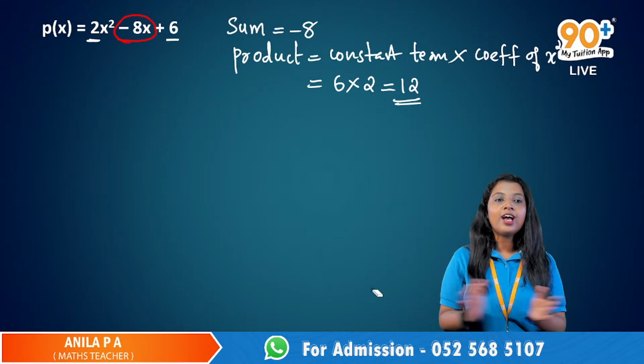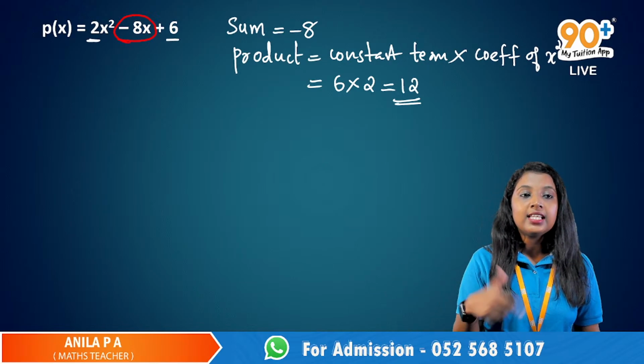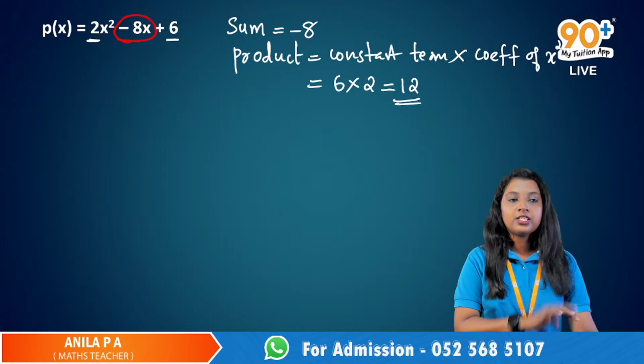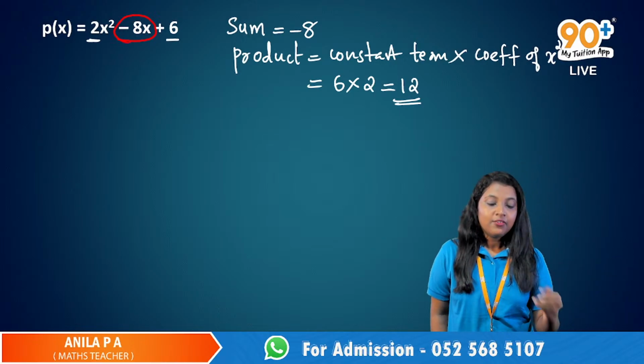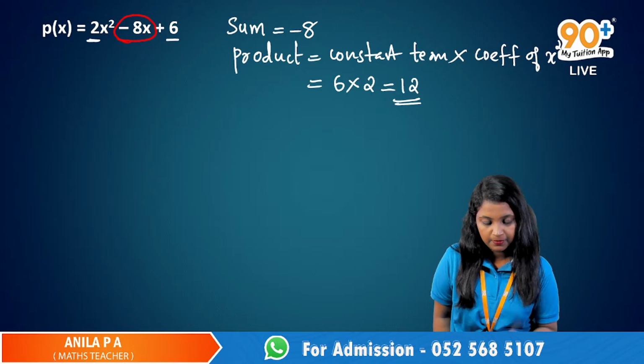Now we have to look for those two numbers. We have to consider two numbers such that their sum is negative 8 and product is 12. So what we do is, we just consider this product 12.